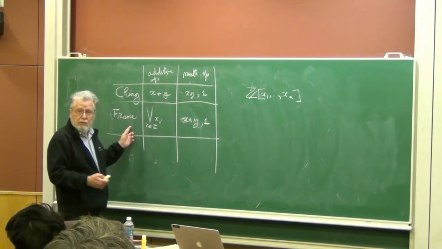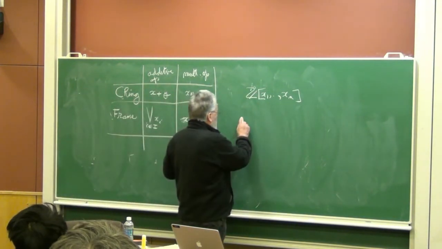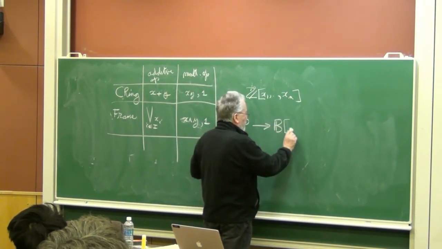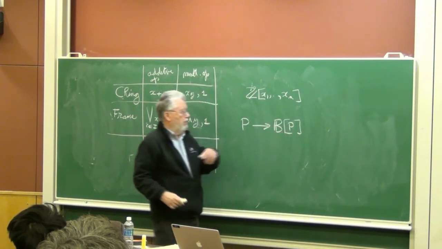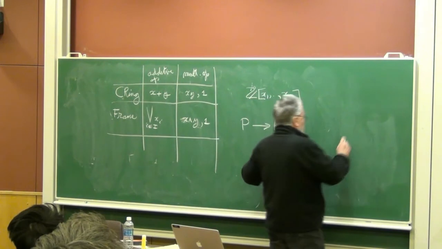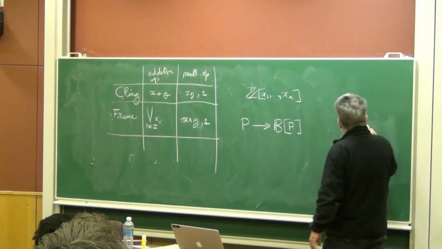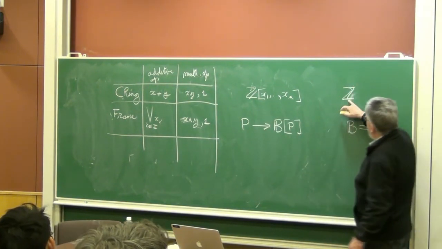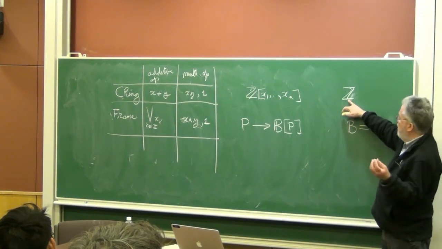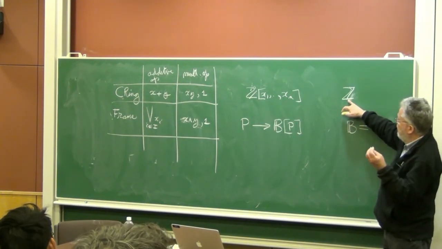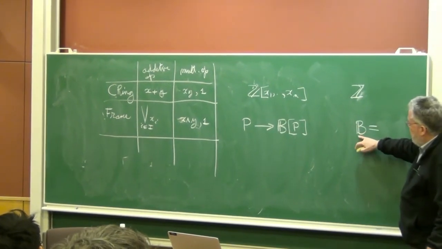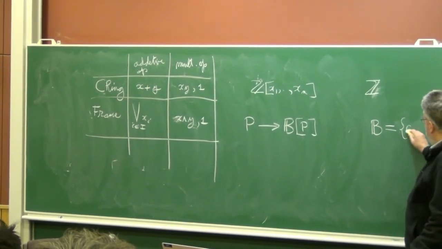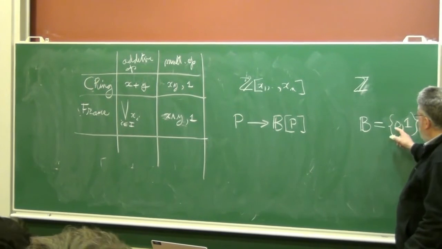The same thing with frames. If you have a poset P, it can always be embedded in a certain frame freely generated by P. The ring of integers is the smallest ring possible, in the sense that it's the initial object of the category of commutative rings. And in the category of frames, there is the smallest frame also. It is the Boolean algebra 0,1, or the poset 0,1. It's the smallest.